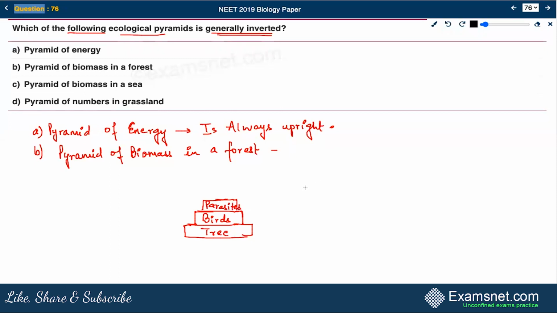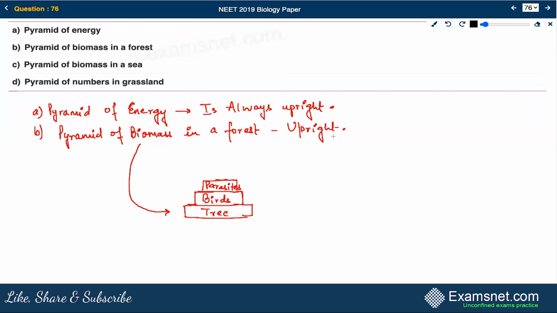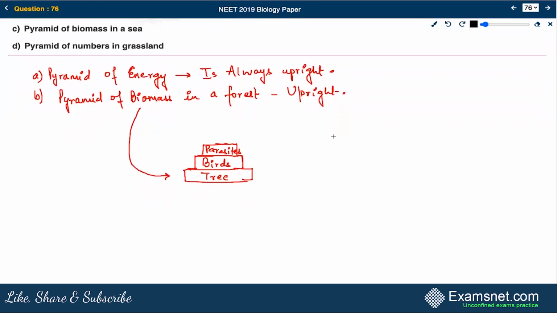Parasites are being found. If you look into the biomass, the tree has the greatest biomass, so that's why it's upright. When you consider a single tree, because the tree is the dominant vegetation in the forest, this pyramid is also upright. Now, apart from that, option C, let us take a look.